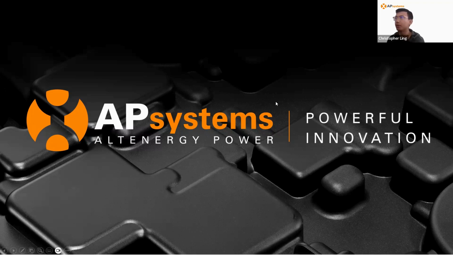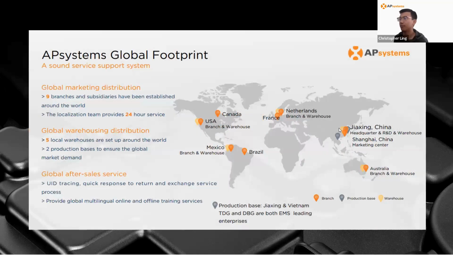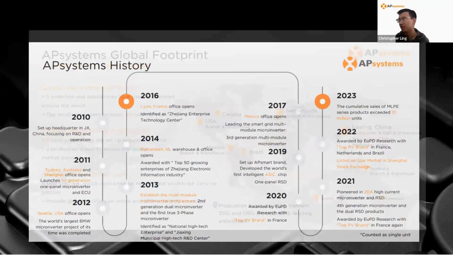As a quick company overview, AP Systems has a pretty large footprint all around the world. Most importantly is Canada, of course. But our headquarters is in Jiaxing, China. I believe our first business unit outside of China is actually in the United States in Washington. And then we have other business units within Europe and Australia and Mexico, Brazil. And as mentioned earlier, Canada is where our favorite business unit is.